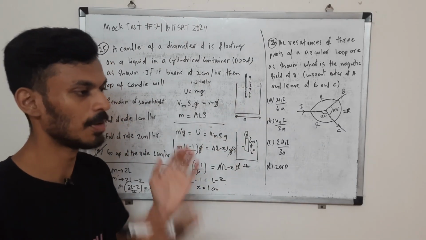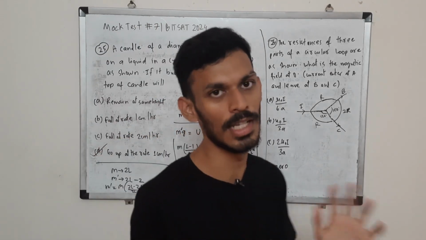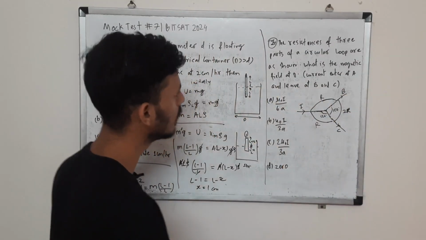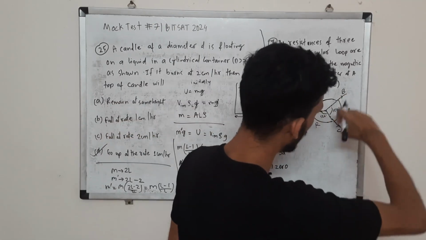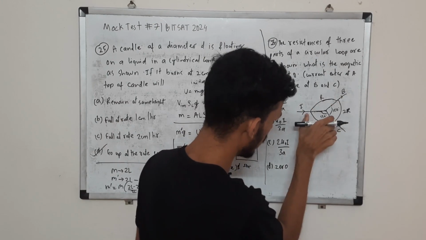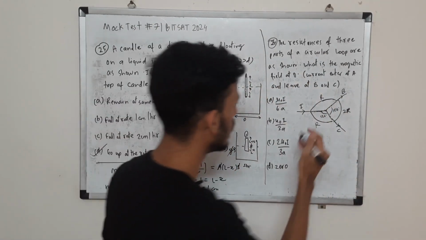So basically it has to rise by 1 centimeter so as to maintain the same length inside and outside the liquid. Okay, let's come to this question. This might seem tricky. We have an arc which is divided into 120, 120, 120. Resistances are shown. This length has R, this length has R, this has 2R. Now what is the magnetic field at the center O?